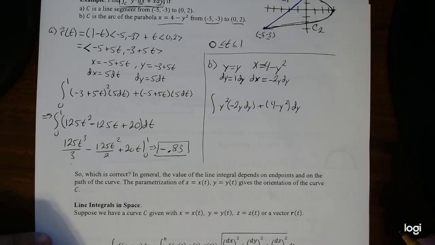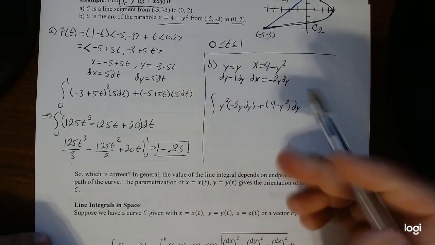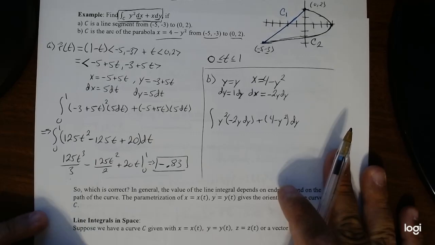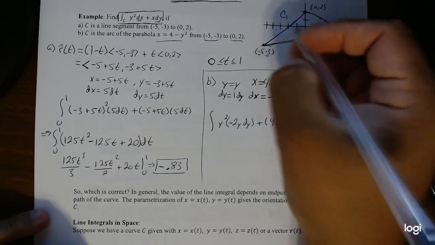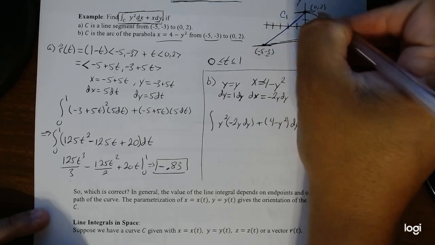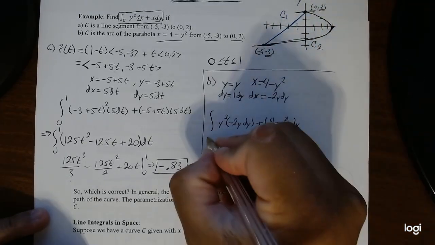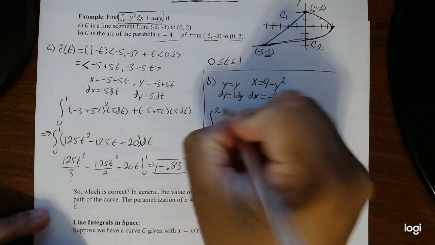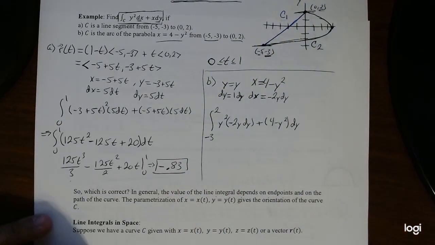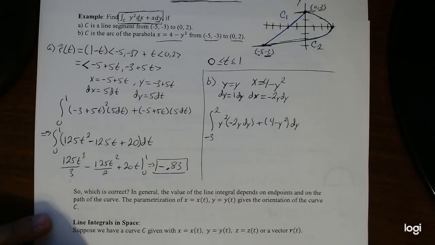So now let's figure out bounds. Remember, everything's in terms of y, not t. So what is y bounded from? Well, y goes from here to there, because these are the y components. So it goes from -3 to 2. If I plug in both of them here, we get exactly those points.